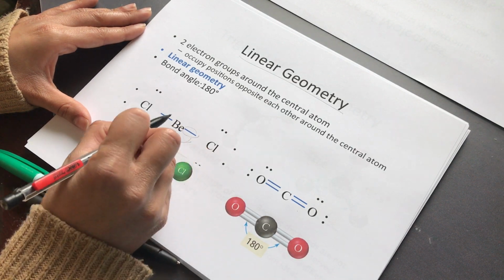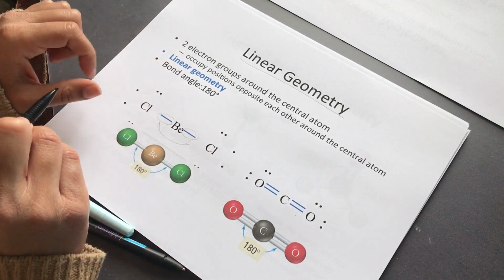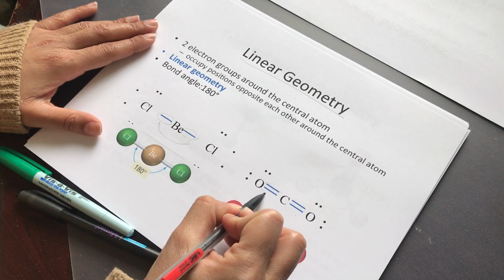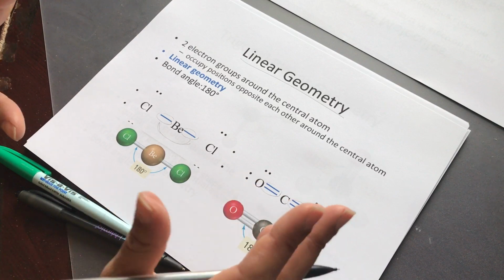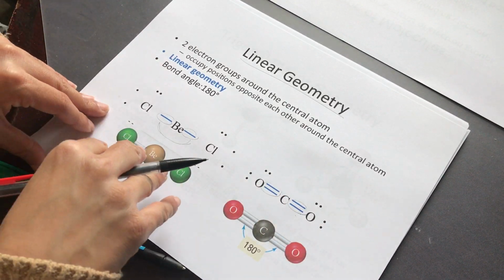Beryllium: 1 group, 2 groups, 2 electron groups, linear. Carbon: 1 group of electrons, 2 groups of electrons. Even though they're double bonds, I'm thinking of groups, so 2, so still linear geometry.